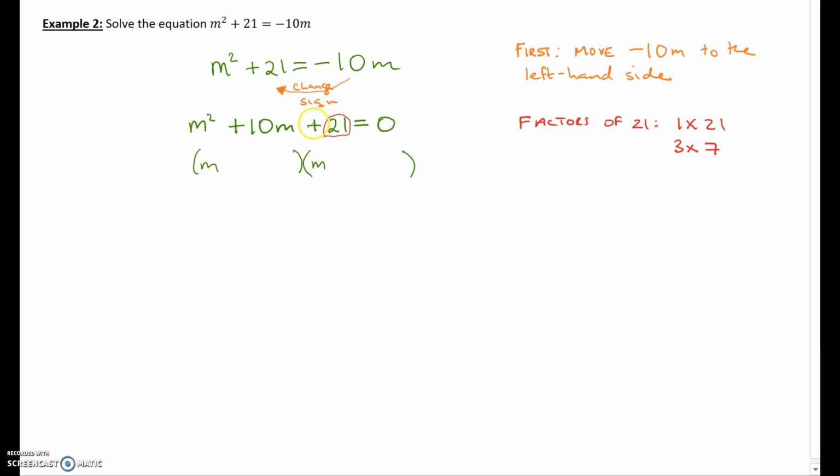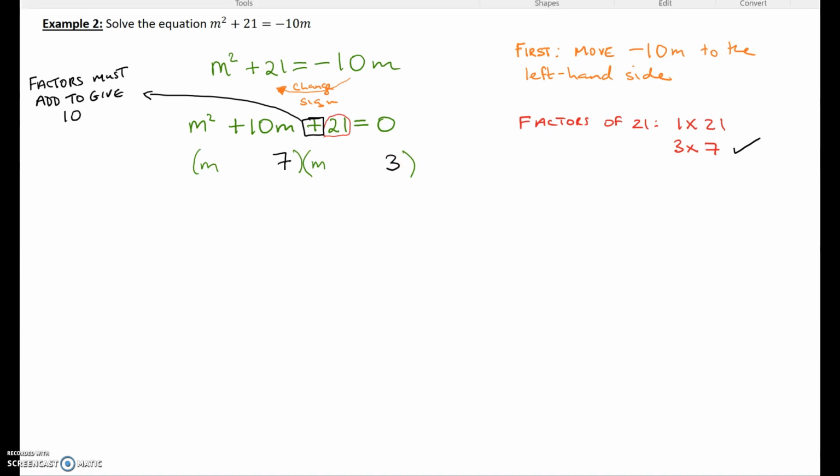Okay, so let's see what else we can do. Well, we have a plus here. A plus there means that the factors need to add together to give you the number in the middle. So the factors must add, because it's a plus on the end, the factors must add to give 10. Number in the middle is 10. So if we look at the factors, the correct factors 1 and 21, if we add those we get 22. 3 and 7, if we add those we get 10. So those are our correct factors. And we've got in the habit of putting the big number here, so we put 7 there and the 3 there. Okay, so that's where we are so far.